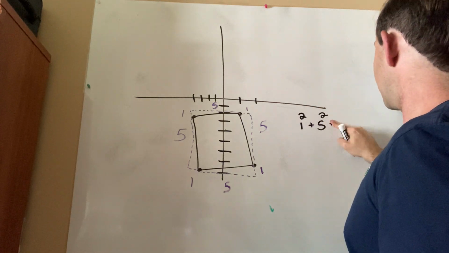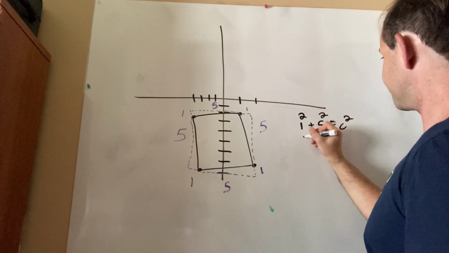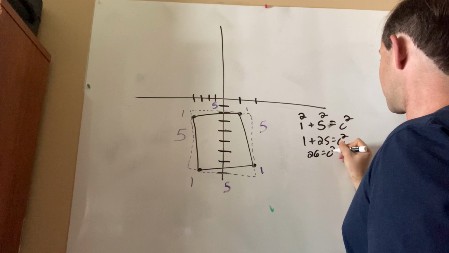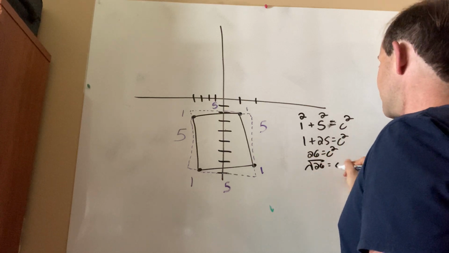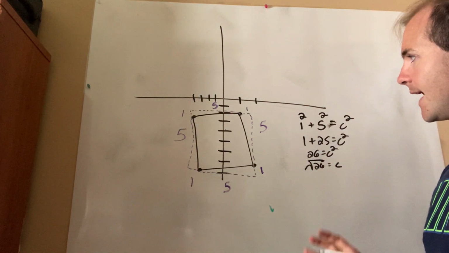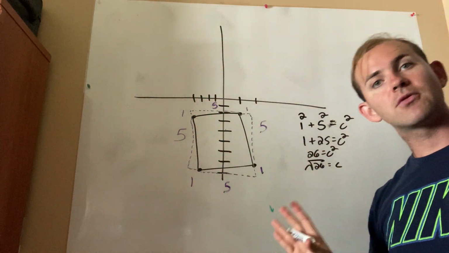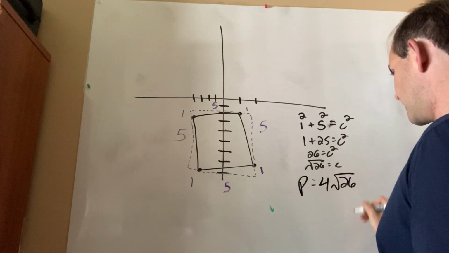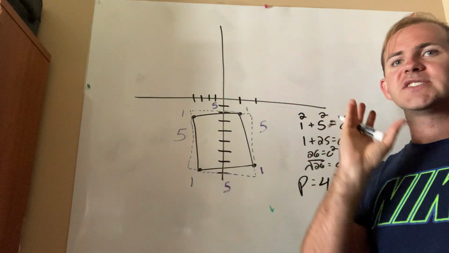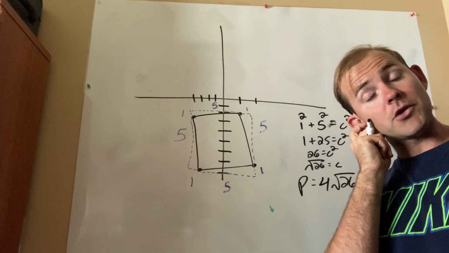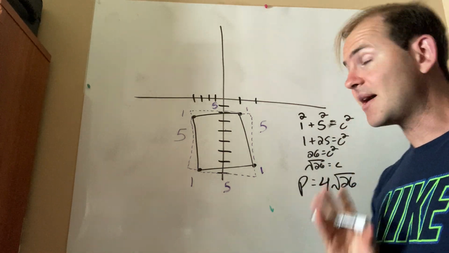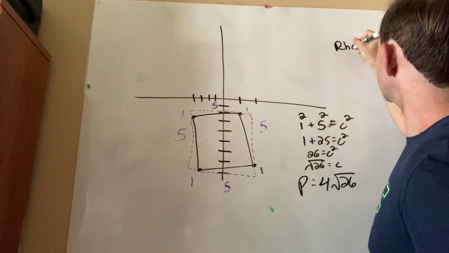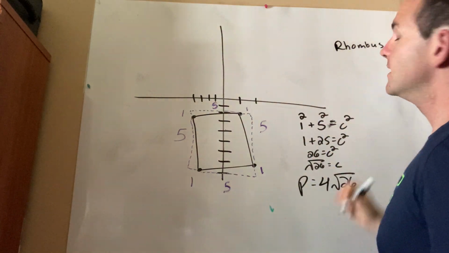So 1 squared plus 5 squared equals c squared. That means 1 plus 25 equals c squared. 26 equals c squared. Root 26 equals c. Now, because each of those are the same, technically the perimeter, if they ask me for that, would just be 4 of these. 4 root 26. So automatically, because the sides are congruent, right? All 4 sides are the same, I automatically know that I have a rhombus. So I'm going to write that down here because I know for sure I've got a rhombus on my hands.